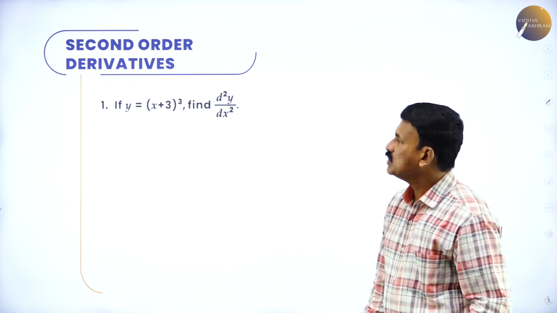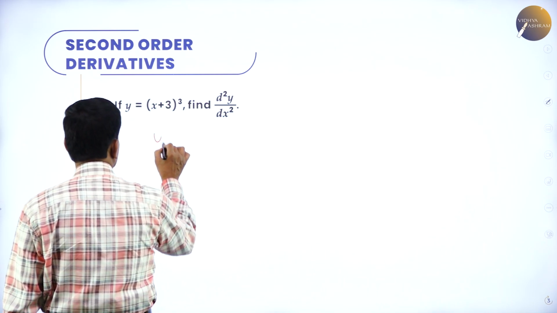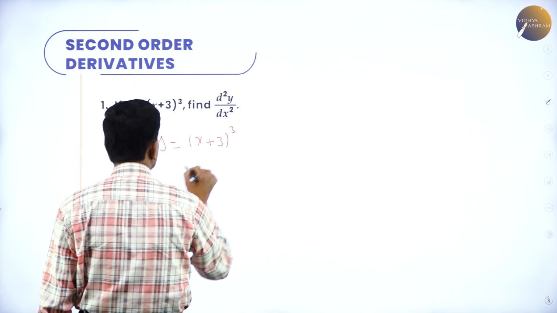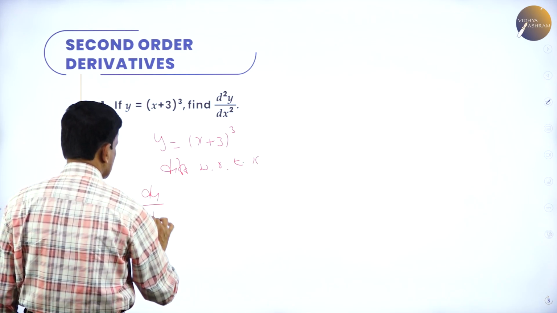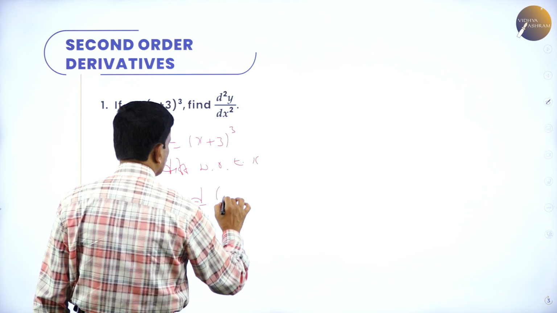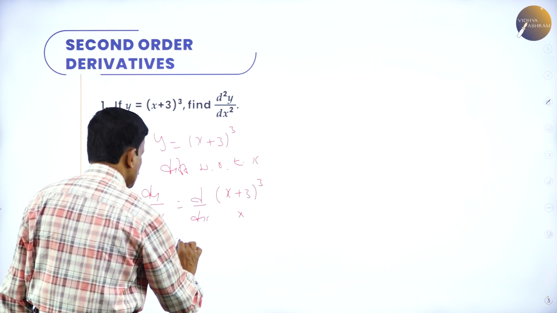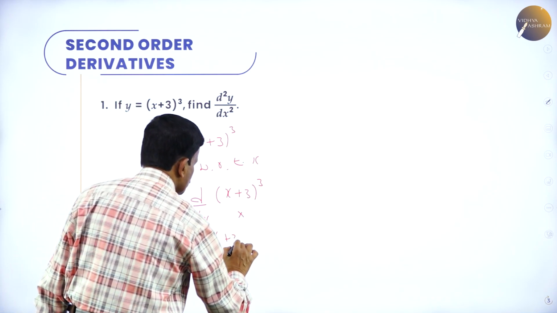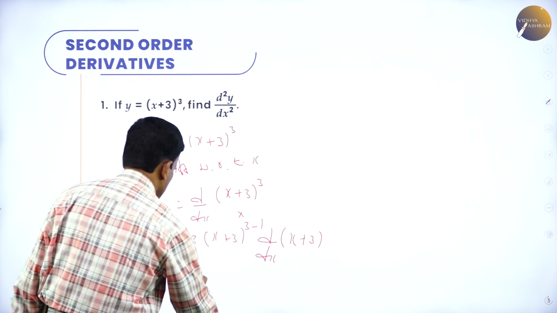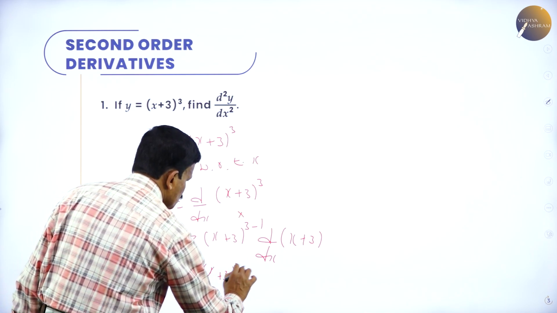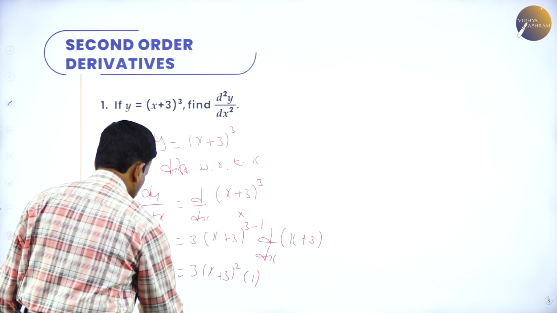Now what is the first problem? If y is equal to (x plus 3) whole cube, find d square y by dx square. What is given? y is equal to (x plus 3) whole cube. Differentiating with respect to x, dy by dx is equal to d by dx of (x plus 3) whole cube. This is f of x to the power of n, where n is 3, so 3 into (x plus 3) to the power of 3 minus 1, into d by dx of the inside function, that is x plus 3. That is 3 into (x plus 3) whole square into the differentiation of x, which is 1, plus 3 constant. This is your first derivative, dy by dx.